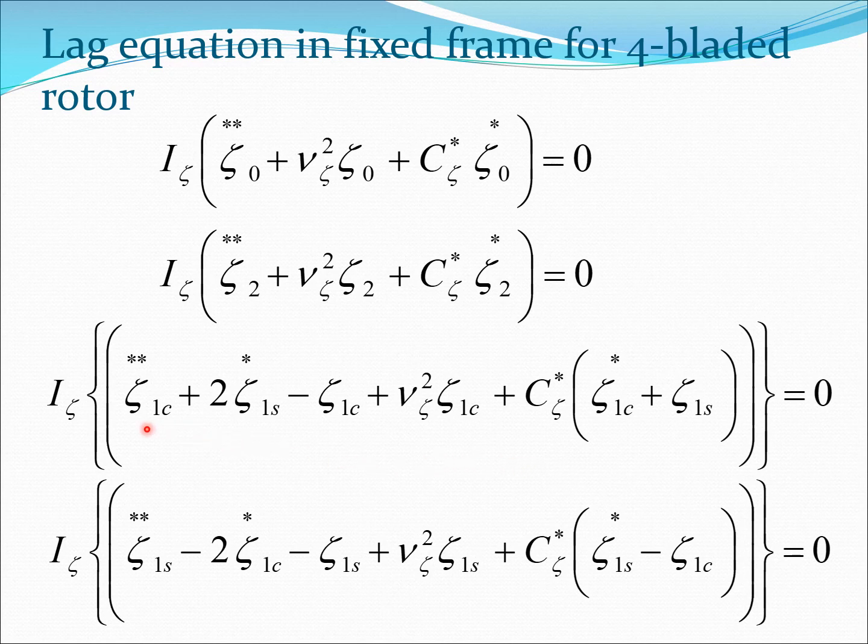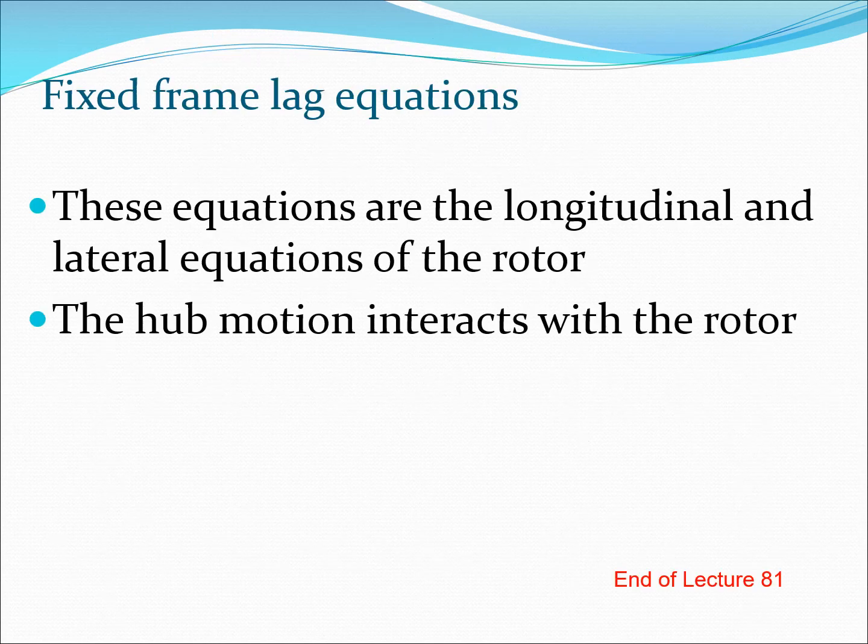And also we can see that these equations involve various terms and have become different from the previous equations. So there is a change in these equations. There are the presence of the star terms here which are causing coupling, and also some more terms are here which are causing coupling. So anyway, these are the four equations for the four-bladed rotor in the fixed system corresponding to lag. So these equations are the longitudinal and lateral equations of the rotor. That is the last two equations I showed in the previous video.